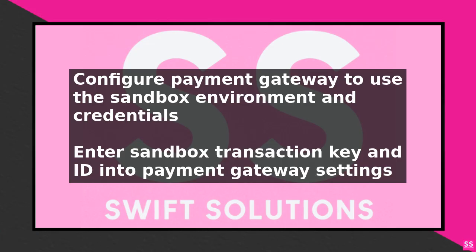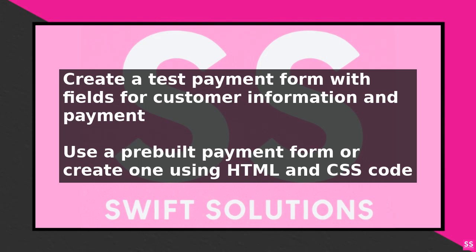Start by entering some test payment information into your payment form. You can use a test credit card number such as 4111111111111111 or 5105105105105100. You will also need to enter a valid expiration date and security code. Once you have entered your test payment information, submit the form to initiate the test transaction.